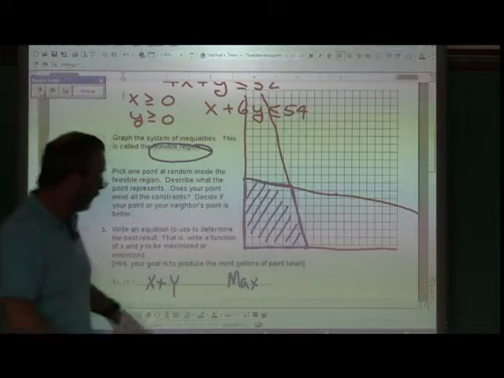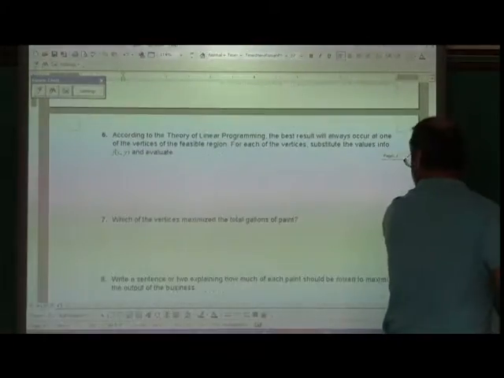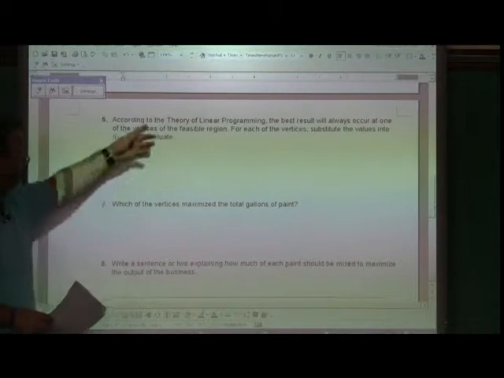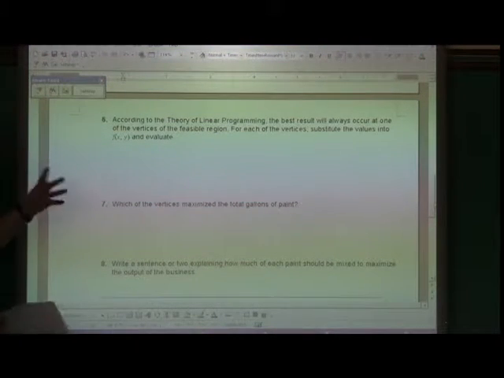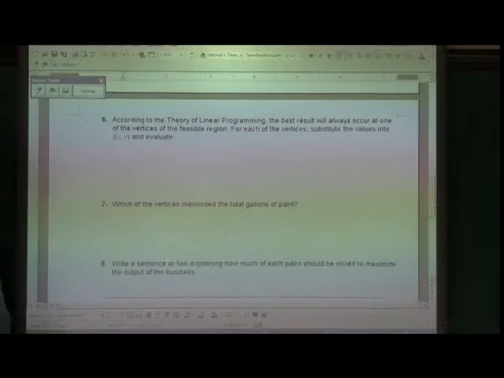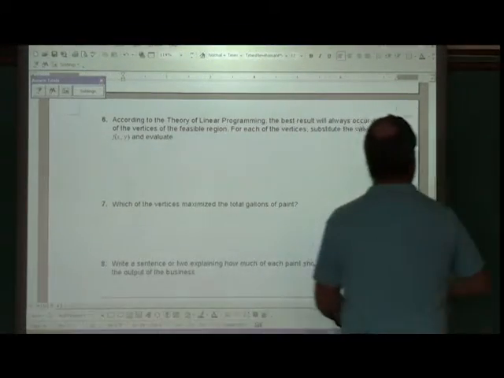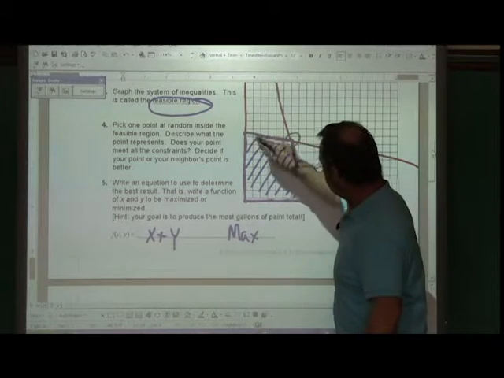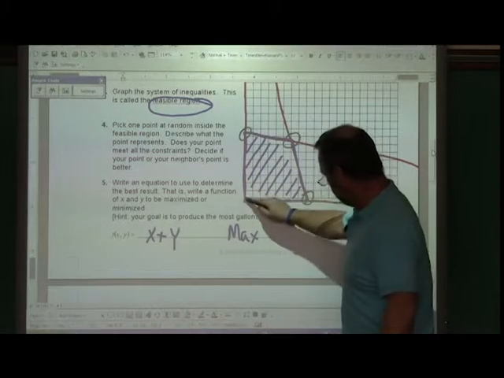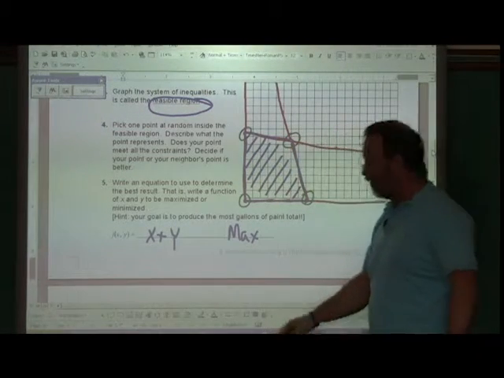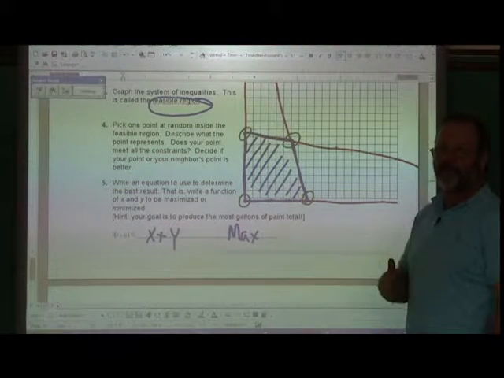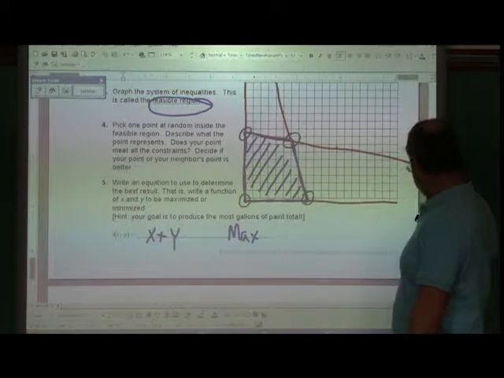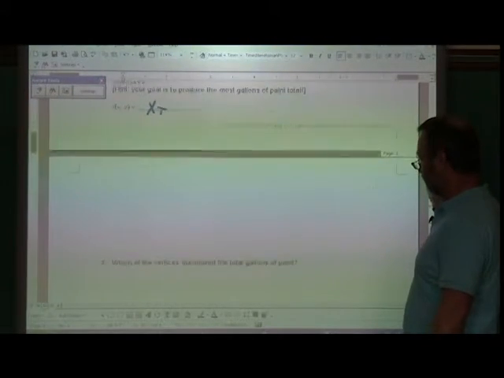Now, as I said in class, according to the theory of linear programming, the best result will always occur at a vertex. So, here, here, here, or here. That's where we will make either the most or the least, and we are trying to make the most here.